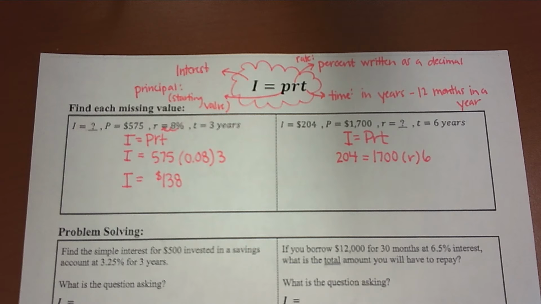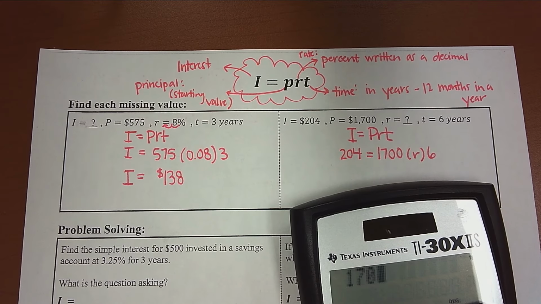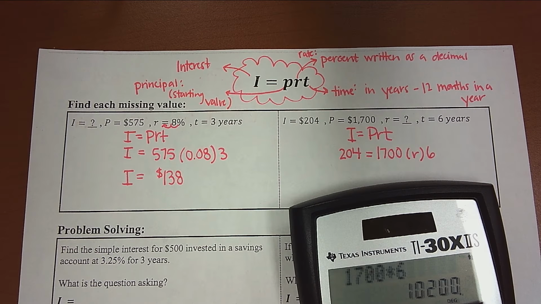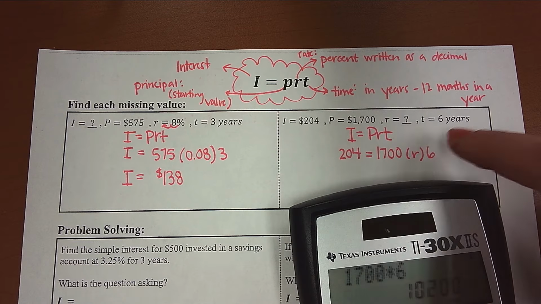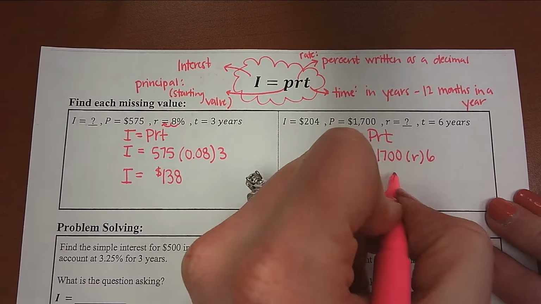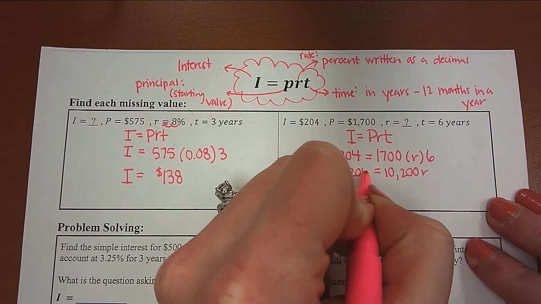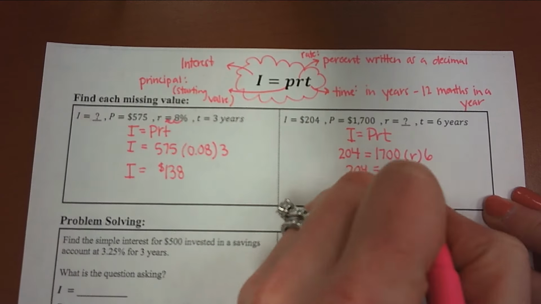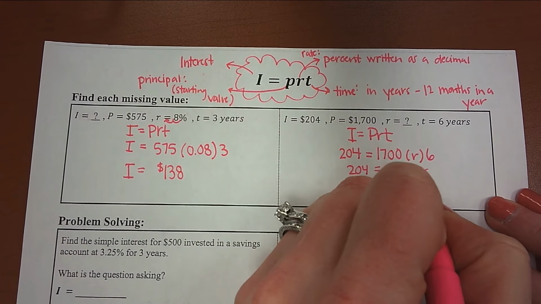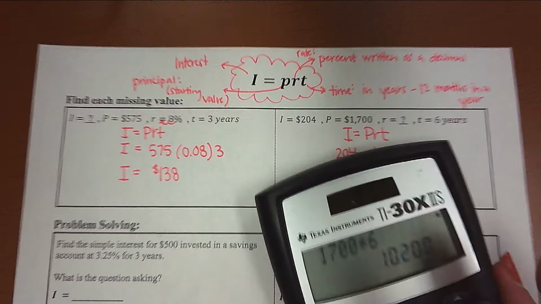So what I'm going to do now is multiply on this side what I can, 1,700 times 6, because we can multiply in any order according to the commutative property of multiplication. So I'm going to multiply the 2 on the ends, 1,700 times 6. When I do that, I get 10,200 times R is equal to our interest, $204. And then I'm going to divide both sides by 10,200. And this should give me my rate.